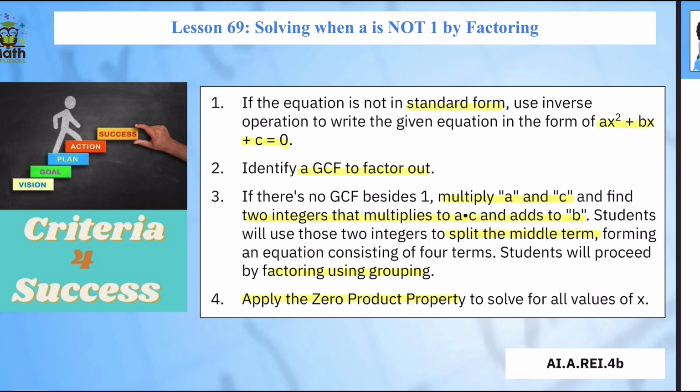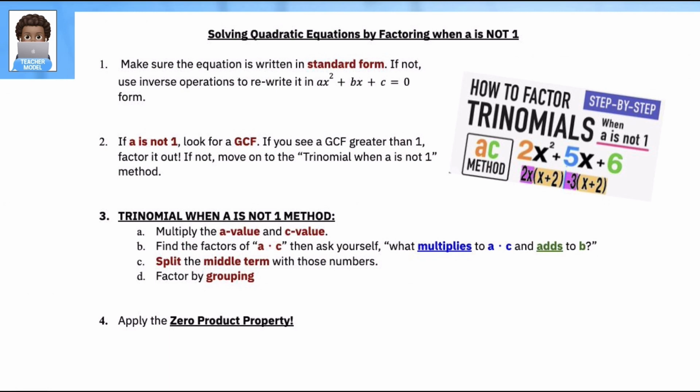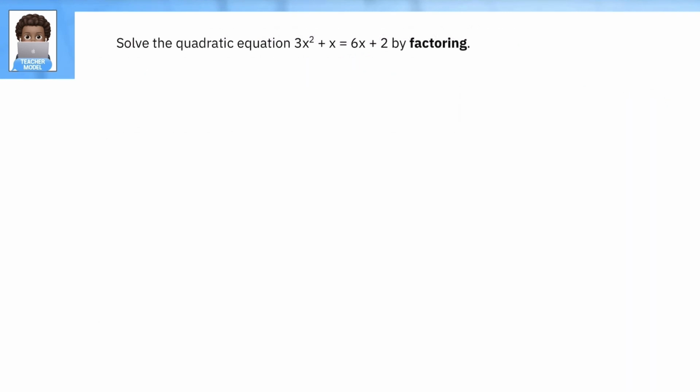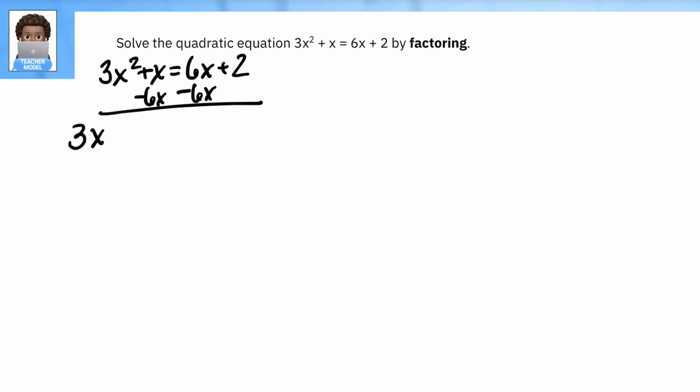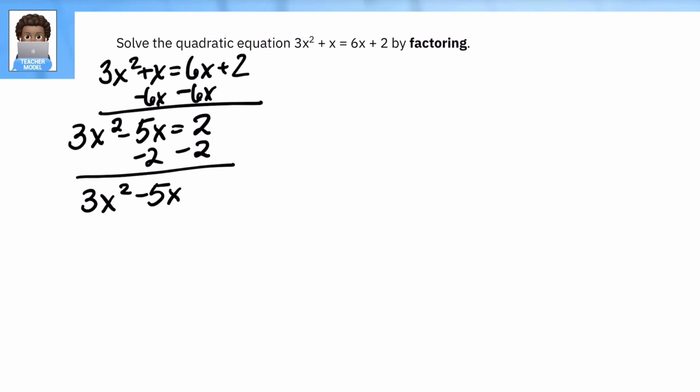So let's try this out together. Here are all the notes again of exactly what we said that are also in your notes. All right, let's start by putting this into standard form. I'm going to start by subtracting 6x on both sides. And that leaves me with 3x squared minus 5x is equal to 2. And now subtracting 2 on both sides, I have 3x squared minus 5x minus 2 is equal to 0.